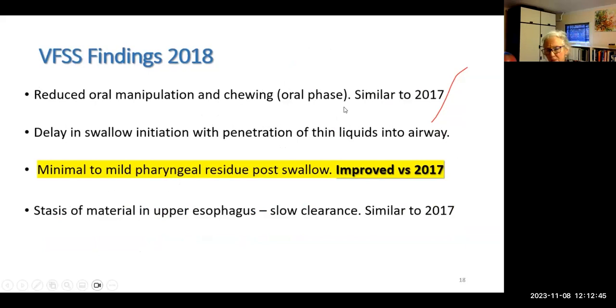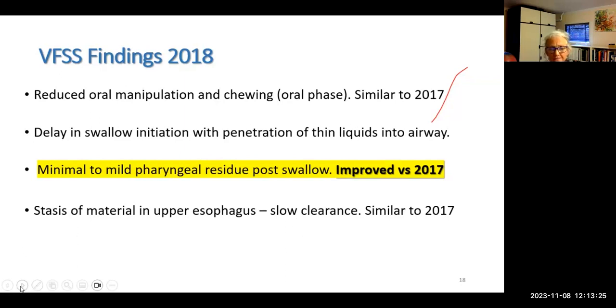We still had similar problems with oral manipulation and chewing, a delay in swallow initiation with a little bit of penetration into the top of the airway. And so those were similar findings, and most likely related to her underlying developmental condition. The one really big finding was that there was minimal to mild residue left in the throat after the swallow. She just seemed to be able to clear things so much better on this swallow study. There was stasis of material still in the upper esophagus with slow clearing, and that was also a similar finding to 2017.